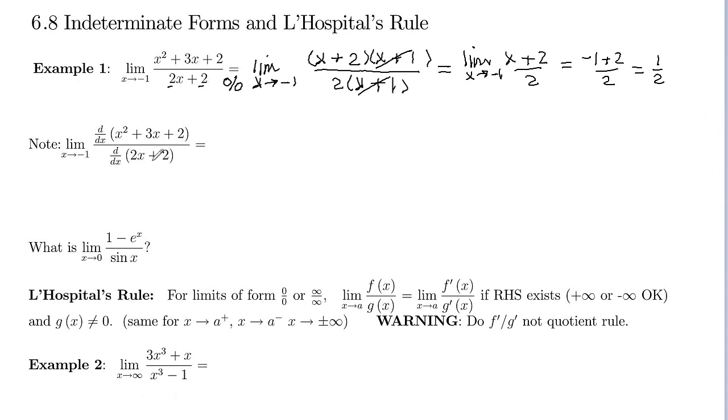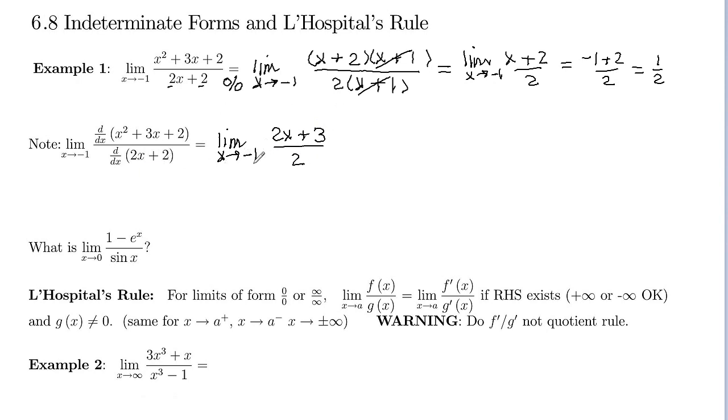I brought it down here. But now let's take the derivative of the top and the bottom separately and see what that limit looks like. So this is not a quotient rule. I'm just doing derivative top, derivative bottom. So the derivative of the top, keep my limit out in front here, as x approaches negative 1. The derivative of x squared is 2x. The derivative of 3x is 3. And then downstairs, the derivative of 2x is 2, and the derivative of 2 is 0.